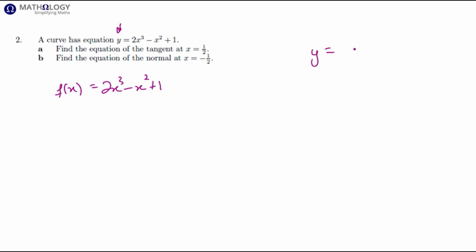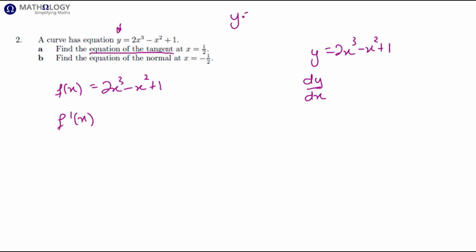If you want to work with y equals 2x cubed minus x squared plus 1, when you find the gradient of this curve, it will be expressed as dy dx. When you find the gradient of f of x, it will be expressed as f prime x. It's just a notation, just a convention. It's not necessary to use one or the other. It's just a preference.